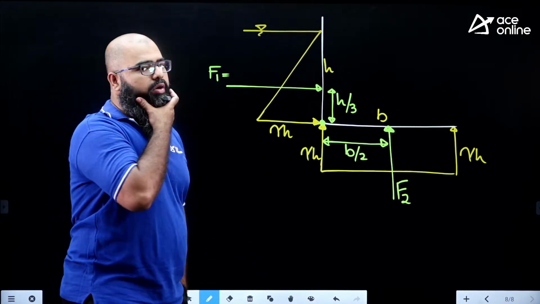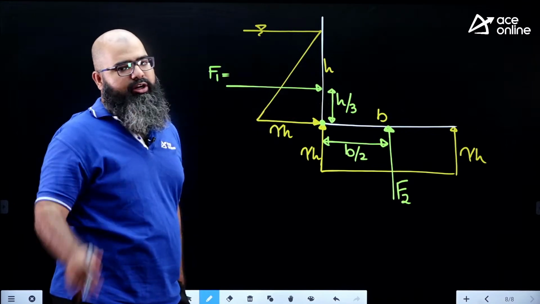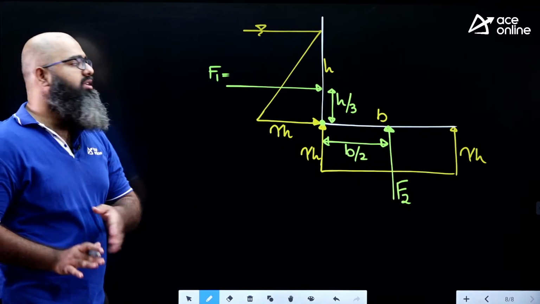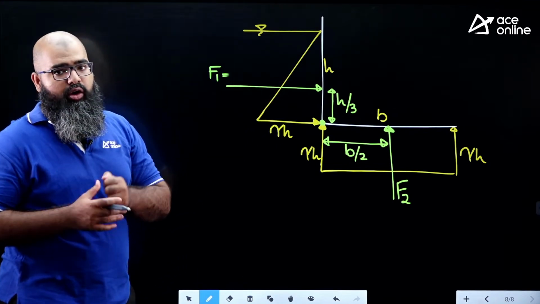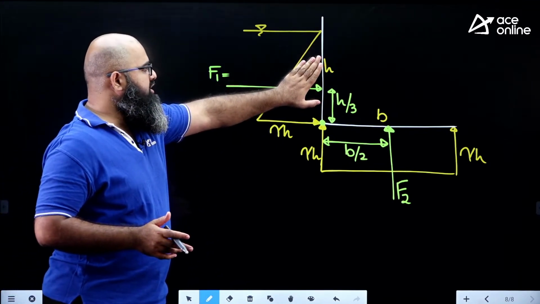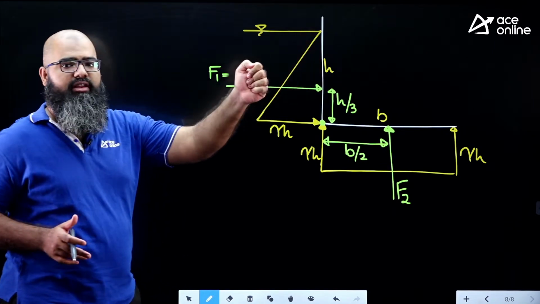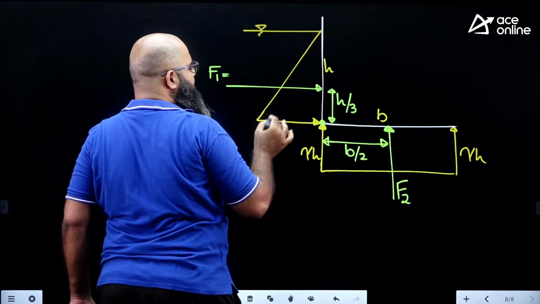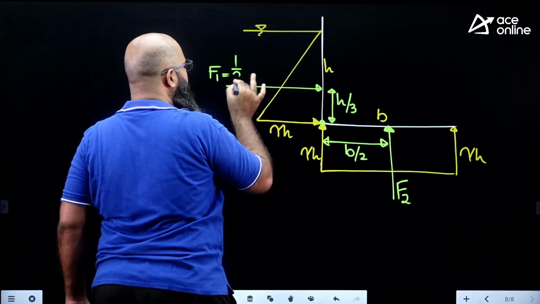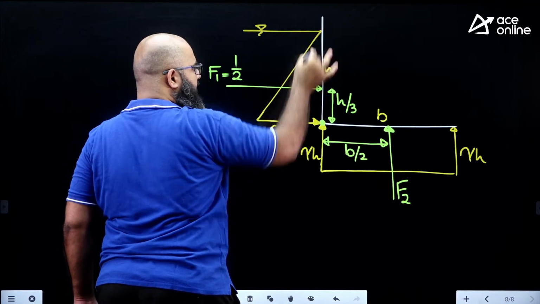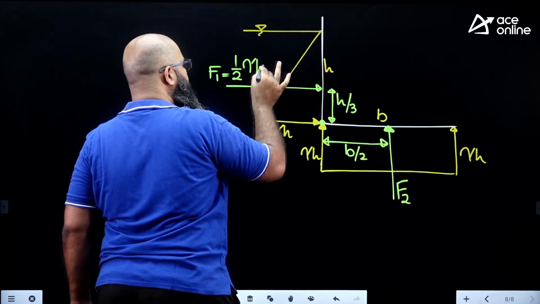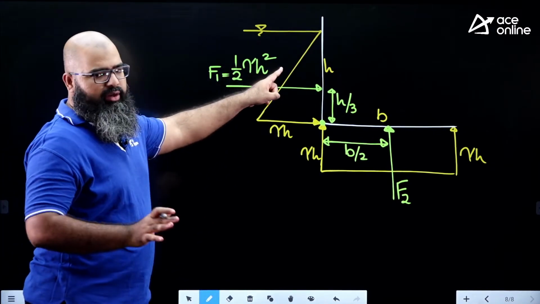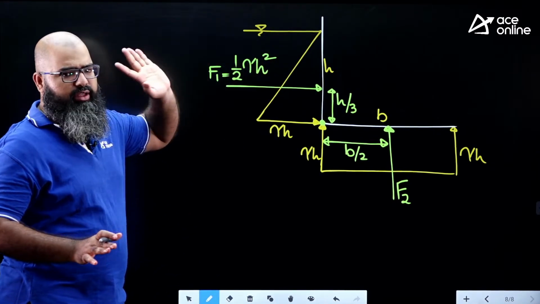Now, F1 would be equal to how much? Imagine the width over here is 1 unit. F1 is the volume of the pressure prism, which is the cross section of this diagram multiplied by the width. Width is 1 unit. So the cross section of this particular diagram is half times base gamma h times height h. So gamma h into h is gamma h square. This is the F1 value. Multiplied by 1 unit width, so we don't need to worry about the width over here.